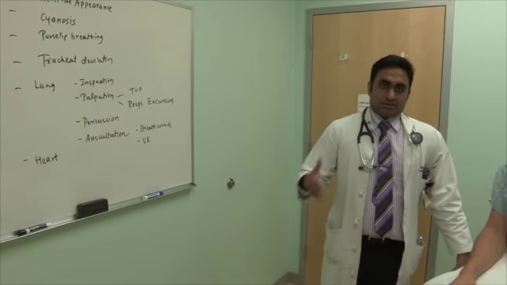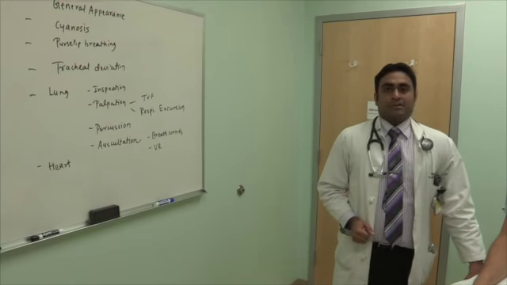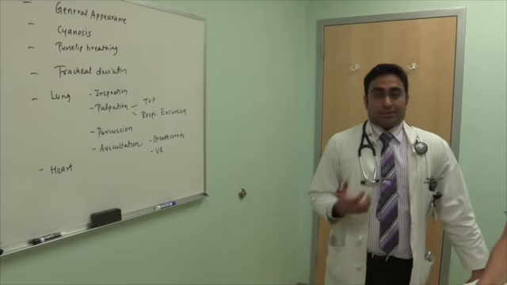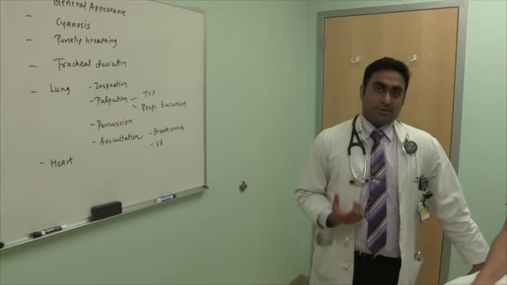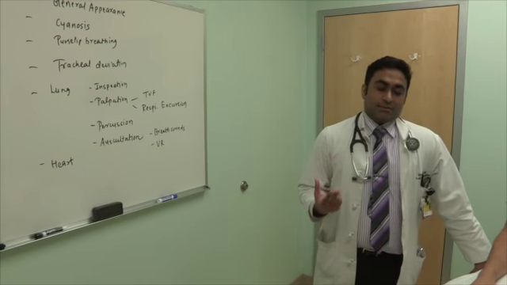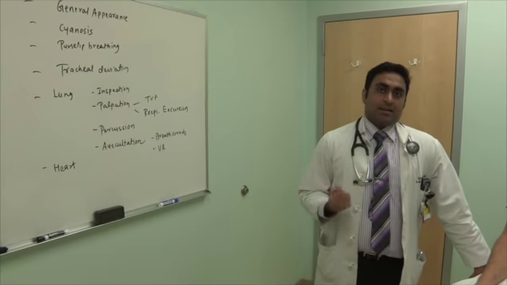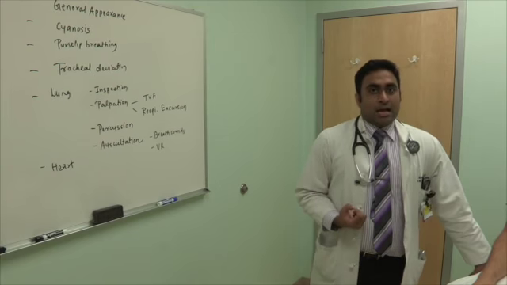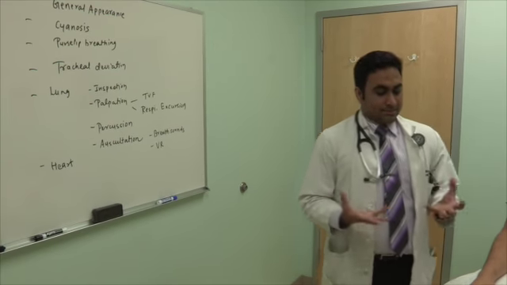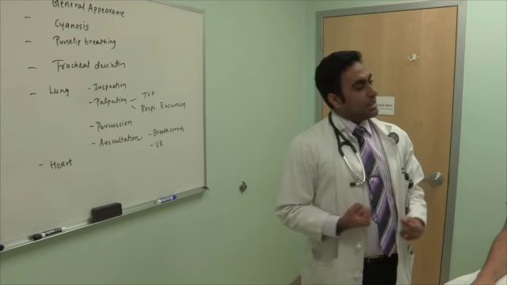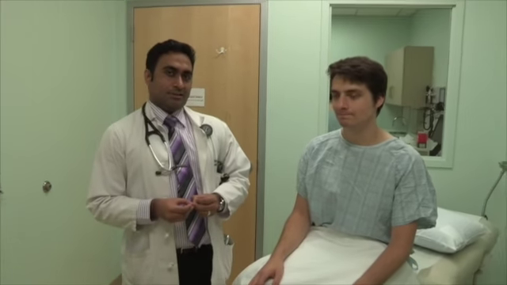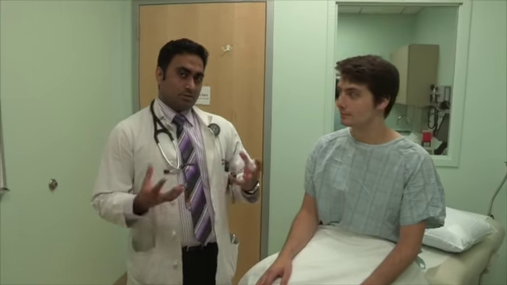Moving from the general exam, we will look for cyanosis, which is a bluish discoloration of your skin or the mucous membrane. There are two kinds of cyanosis, peripheral cyanosis and central cyanosis. Peripheral cyanosis you can see on the fingertips or the tip of the nose. Mr. Luke does not have any cyanosis on the tip of his nose or his fingers.